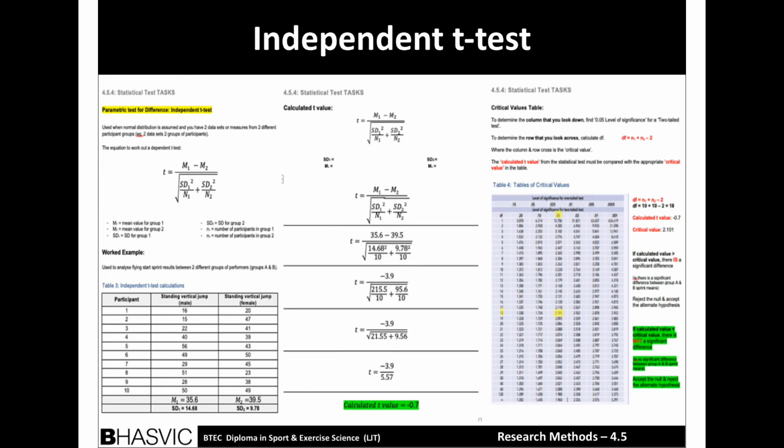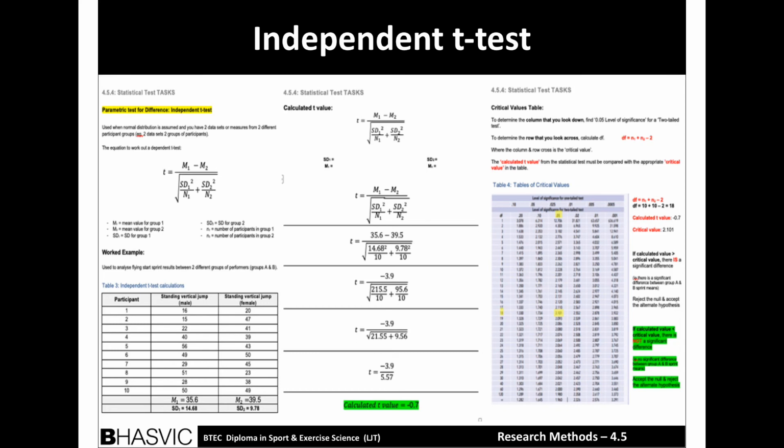The independent t-test. For the independent t-test, you have lots of data, but from two different groups, both completing the same activity. For both of these groups, you then need to find the standard deviation and the mean. These should be calculated and placed underneath each group in the table. For the equation, all you need is the number of participants from both groups and the standard deviation and mean for both sets.